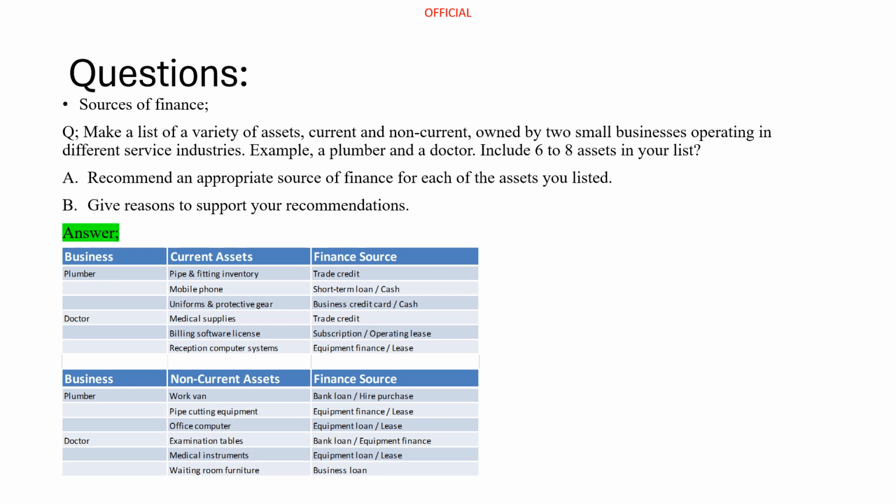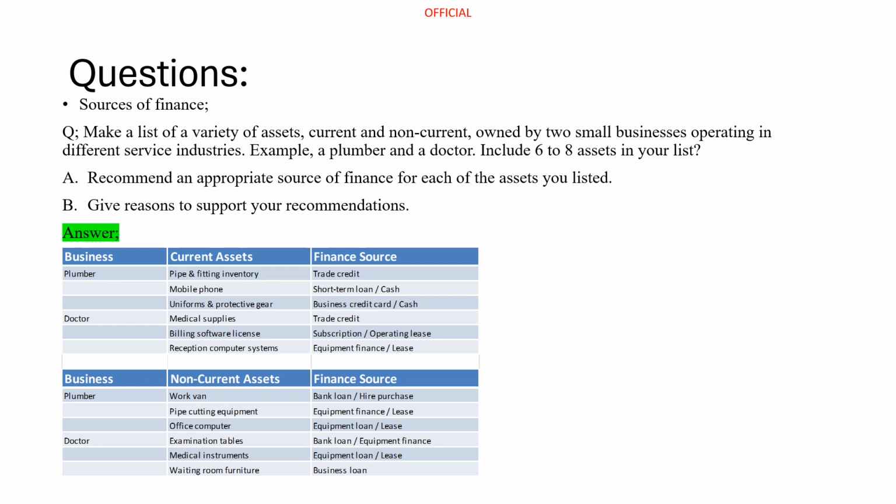Say, for example, for the plumber, the current assets can be pipe and fitting inventory. These can be financed through trade credit. A mobile phone can be financed through a short-term loan or cash. Uniforms and protective gear can be financed by business credit cards or cash. For the doctor, medical supplies can be trade credit. Billing software license can be financed via subscription. Operating leases and reception computer system equipment are again financed through lease.